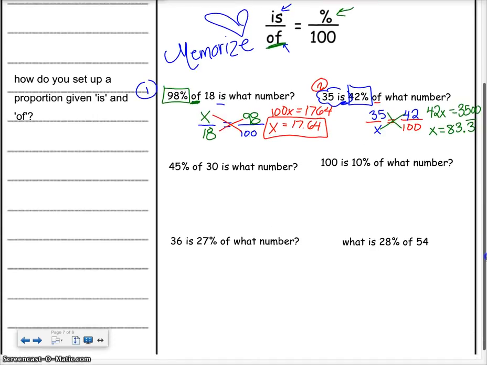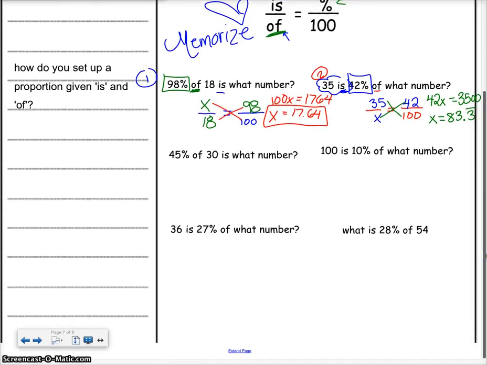Alrighty, next one, our third example. 45% of 30 is what number? So I see the vocab words of and is, so I know it's is over of equals percent over 100. So I create my little template. 100 is always at the bottom right. Okay, so I took a little break here, so I totally forget where I left off. So I'm just starting over even though you guys have already done this. All right, 45% of 30 is what number?